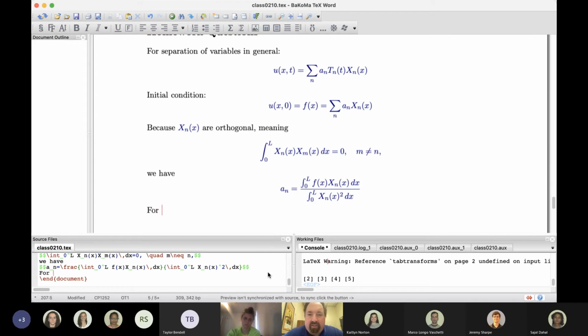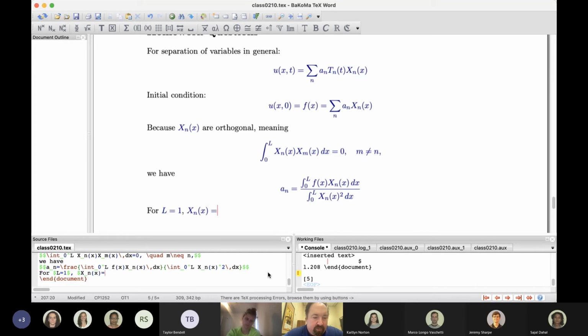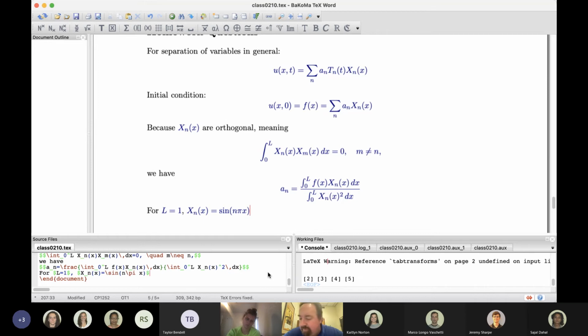Now, for the case that's come up in examples in class, where your interval is from 0 to 1 and X_n of x turns out to be sine n pi x, because of the particular boundary conditions you have, the denominator turned out to be 1/2. That is why in those examples, in your formula for a_n, there was this factor of 2 out front, because you were dividing by 1/2.